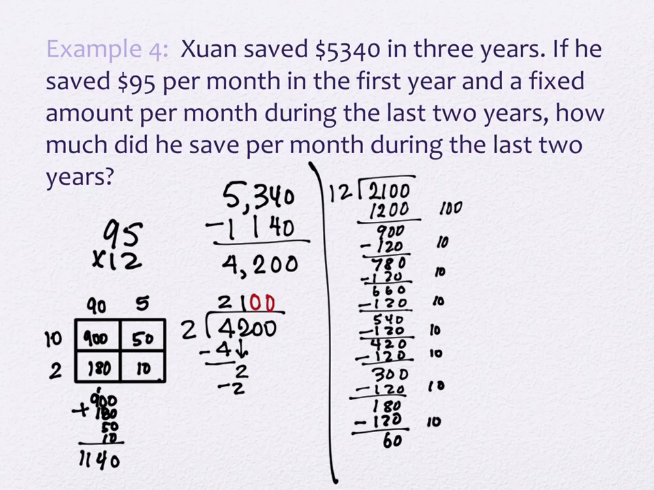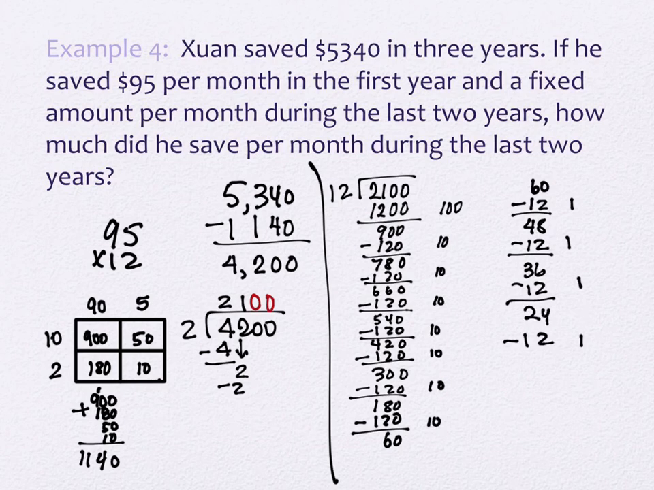Okay, no more 120s. Now what? 12s. So I'll start a new column. So 60 minus 12. Again, no assuming that you know the multiplication facts by 12s at this point. So this is the number 1 that I've multiplied by. So then this would be 48, 36, 24, 12, almost done. One more time. I actually get a remainder of 0 this time.